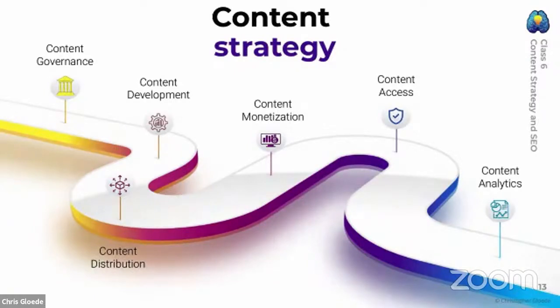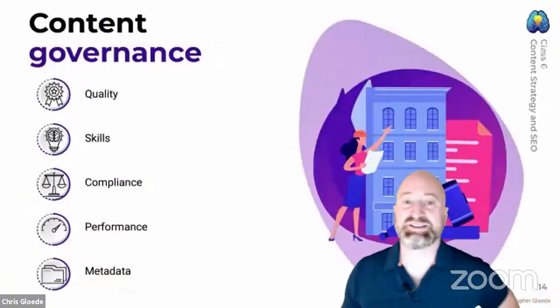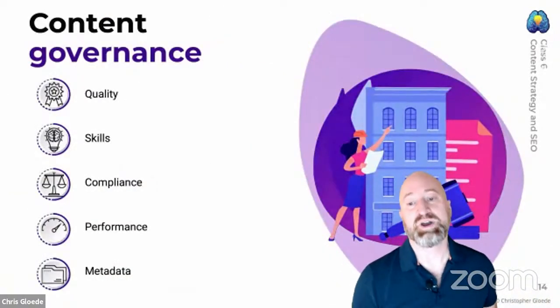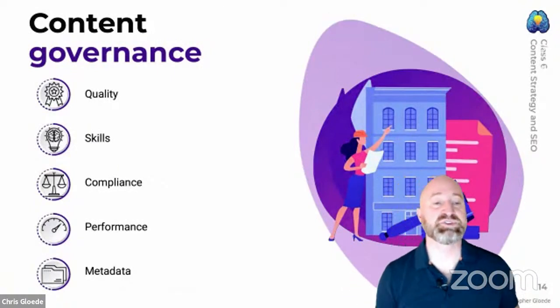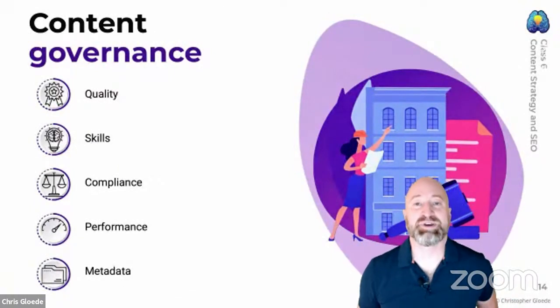So for content strategy, you need to think about governance, development, distribution, monetization, access, and analytics. And we're going to go through these all one by one here in just a moment. So governance, it's kind of my favorite.